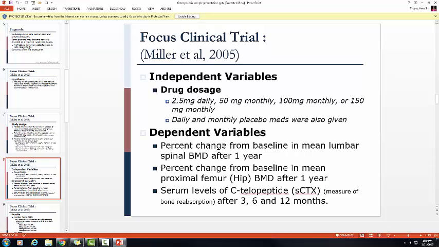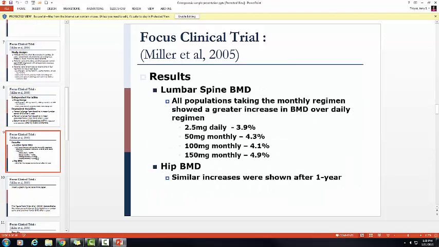The dependent variables are exactly that. Those are going to be the results that depend on the independent variable. So they're looking at the percent change from baseline in lumbar spinal bone density after a year. They're looking at it in the hip after a year. They're looking at the measures of bone reabsorption and determining whether or not any of these independent variables affected the dependent variables. So you need to look at your study and find an independent and a dependent variable. Then you're going to give me the results.